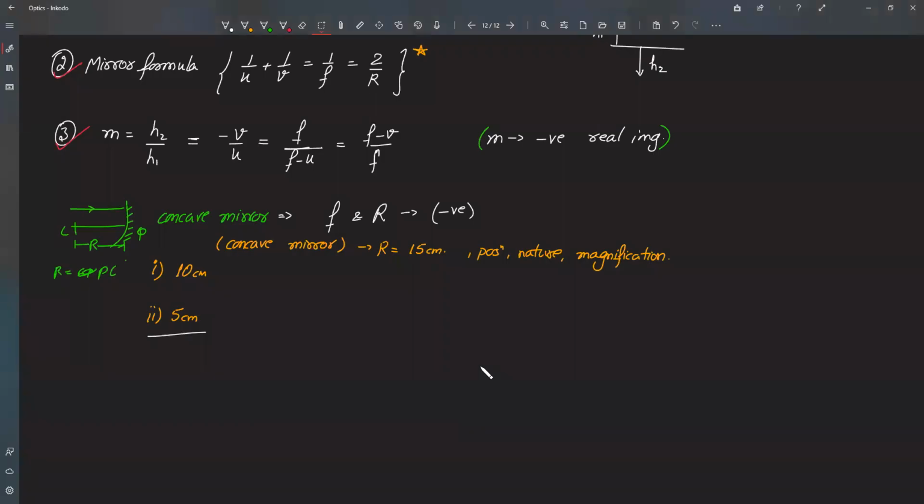Plus 10 itself, U as minus 10 or 10. That is what your question is. So see, it is a concave mirror. In a concave mirror, U will be negative, you can see the object will be kept here. So U is this distance, and you have to measure it from the pole. You are going against the incident ray, so U will be taken as negative. So if it is 10, it will be taken as -10.